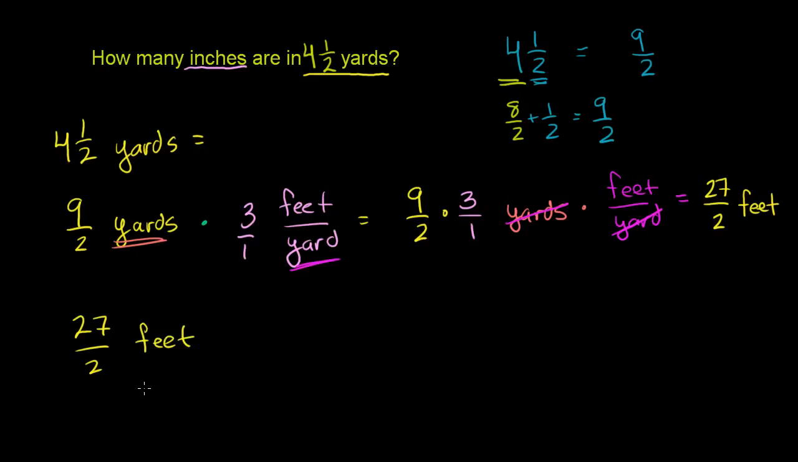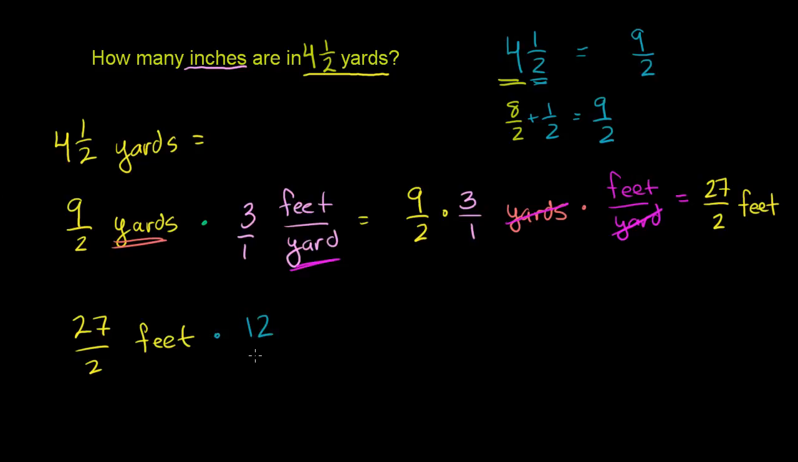And now we want to convert this to inches. And we just have to remember there are 12 inches per foot. And we're going to want to multiply by 12, because however many feet we have, we're going to have 12 times as many inches. If we have 1 foot, we're going to have 12 inches. 2 feet, 24 inches. 27 over 2 feet, we're going to multiply it by 12 to get the number of inches. So this is going to be times 12.